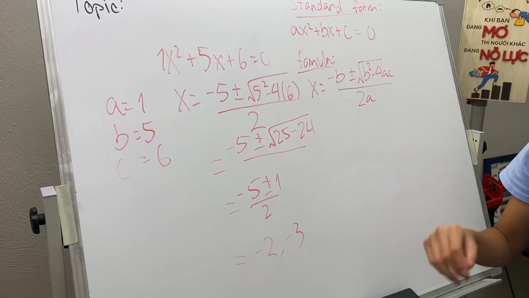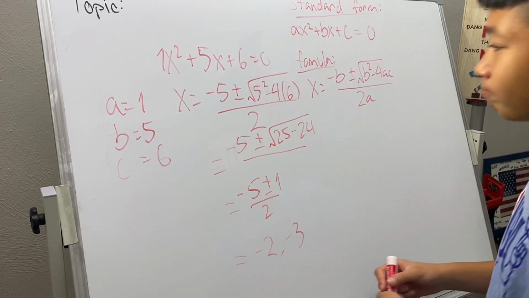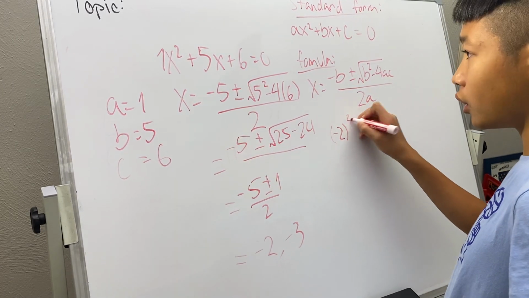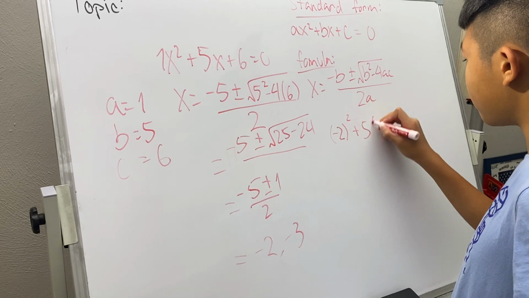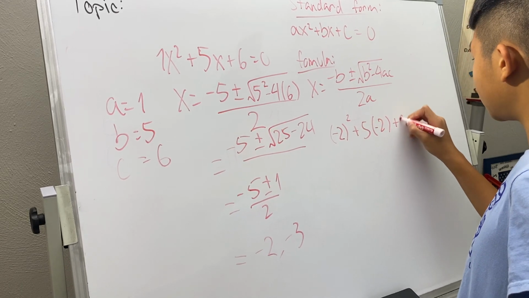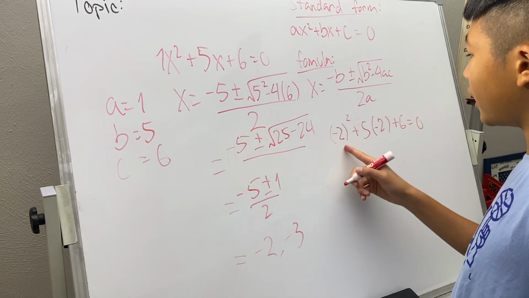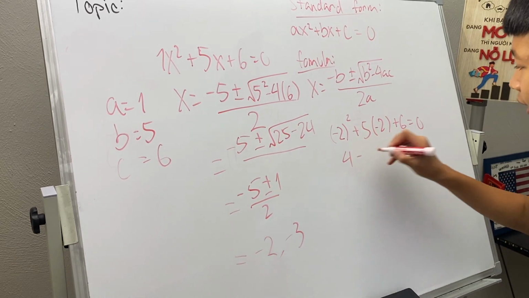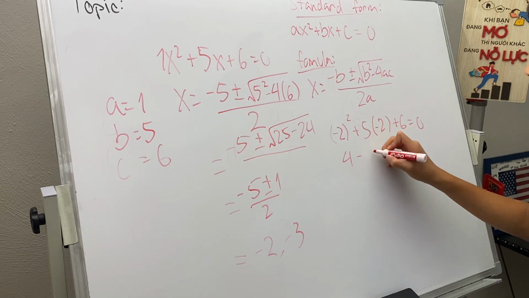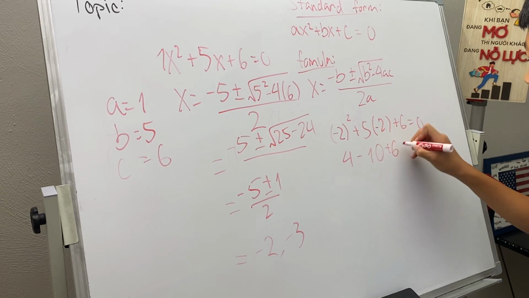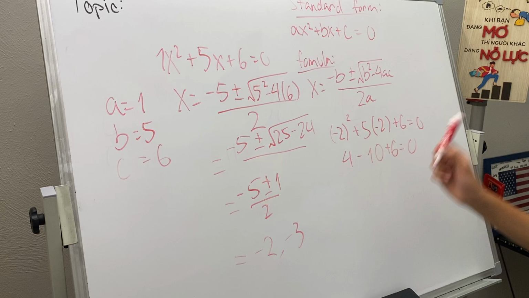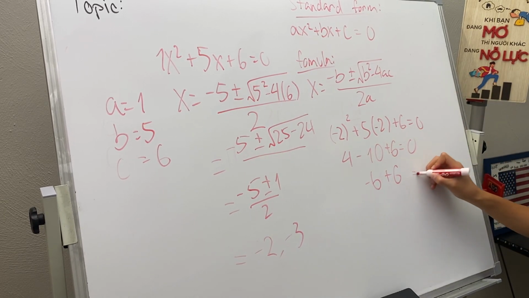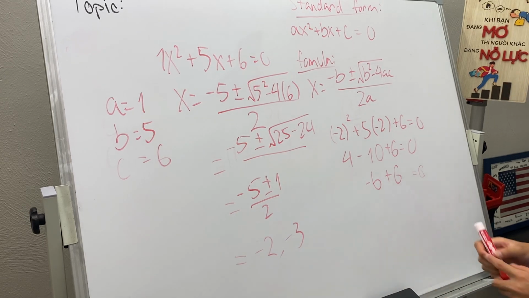Okay, let's plug the 2 answers into the equation to prove both of them are correct. First one, which is minus 2 squared plus 5 times minus 2 plus 6, that's equal to 0. Minus 2 squared is 4, plus minus equals minus, 5 times 2 is 10, then you plus 6, and this does give you 0. 4 minus 10 is minus 6. Minus 6 plus 6 cancel each other out, so this equals 0. Yes, the first one is correct.